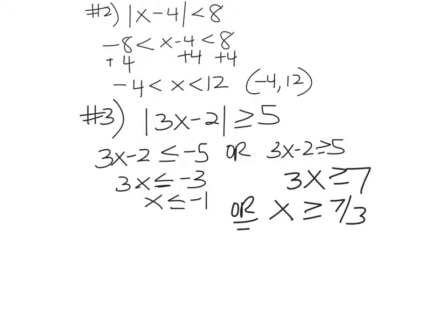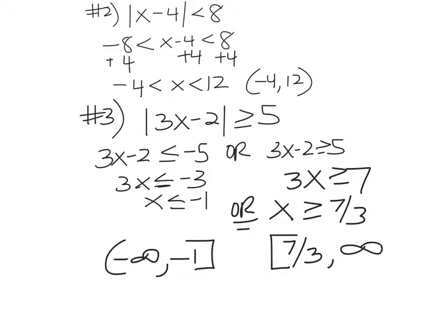X is less than or equal to negative 1 would be all the numbers from negative infinity to negative 1, including negative 1 because it's less than or equal to. Or, I'm going to show you, you're not going to write the word "or" between, so leave it blank for right now. X is greater than or equal to 7/3. So 7/3 to infinity.